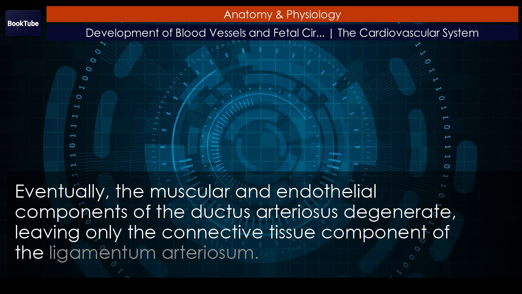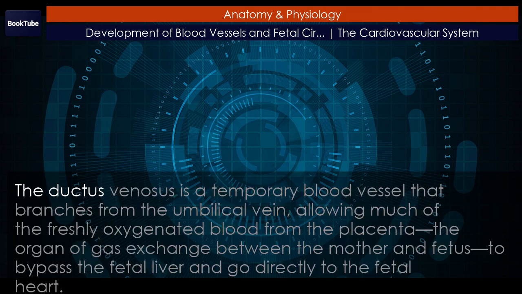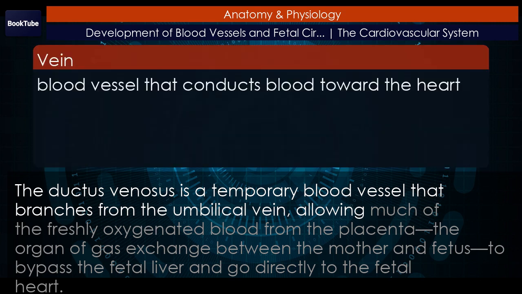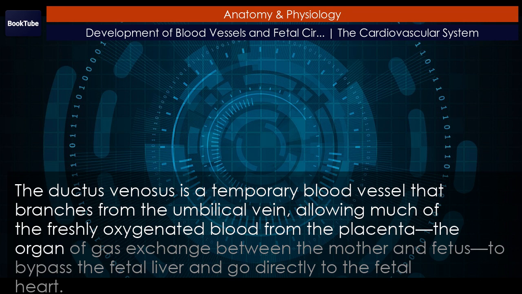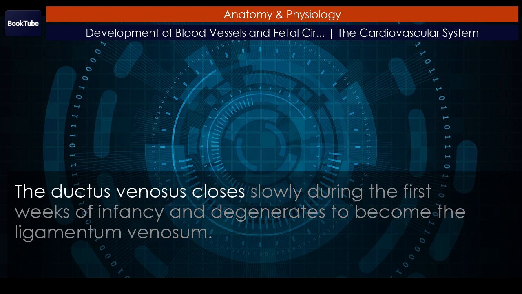The ductus venosus is a temporary blood vessel that branches from the umbilical vein, allowing much of the freshly oxygenated blood from the placenta, the organ of gas exchange between the mother and fetus, to bypass the fetal liver and go directly to the fetal heart. The ductus venosus closes slowly during the first weeks of infancy and degenerates to become the ligamentum venosum.